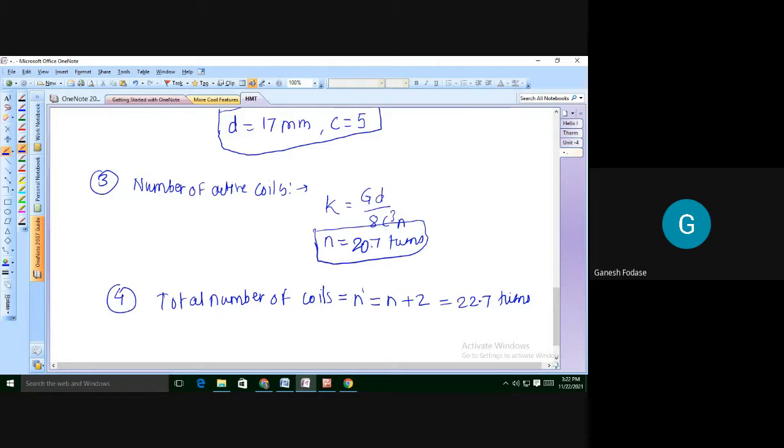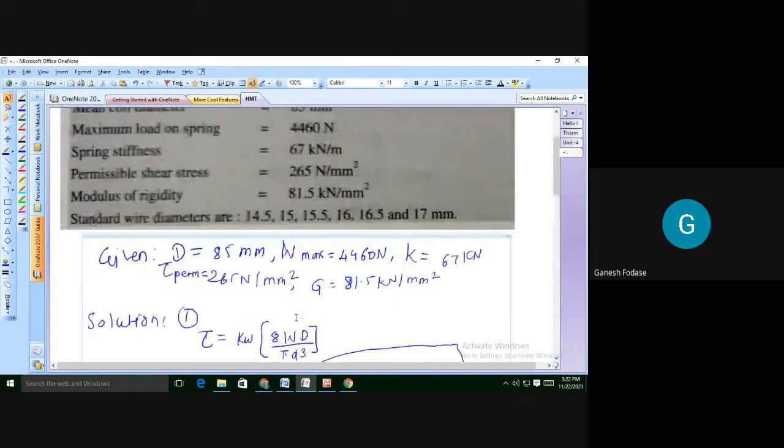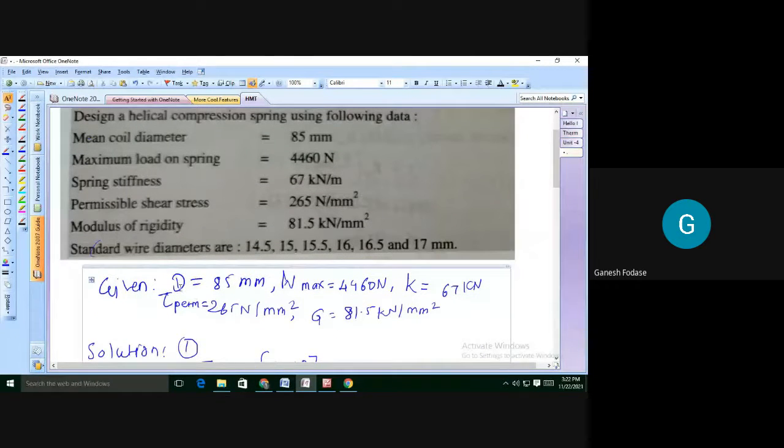Getting or not? It's very easy numerical. Like this, a simple numerical can ask. Just take first numerical to get better idea about this. Procedure is clear. Just we need to find what to do and what you are solving. So we have to design a helical spring. That means we need to select its wire diameter, mean coil diameter. It is given, and we need to find a spring index and number of turns. So for this, just we started with given data. Mean coil diameter was given, maximum load is given, K is given, stiffness is given, permissible stress is given, and modulus of rigidity is given.